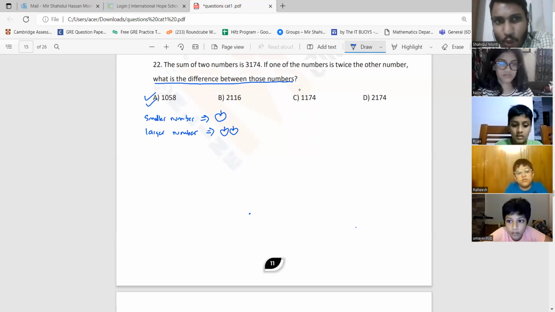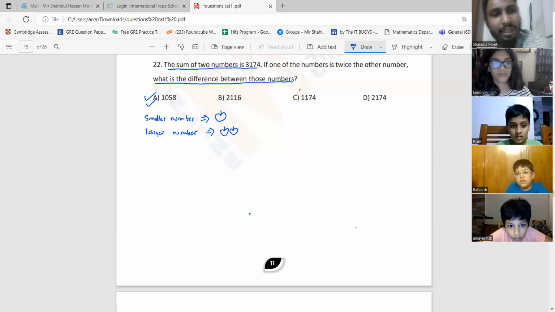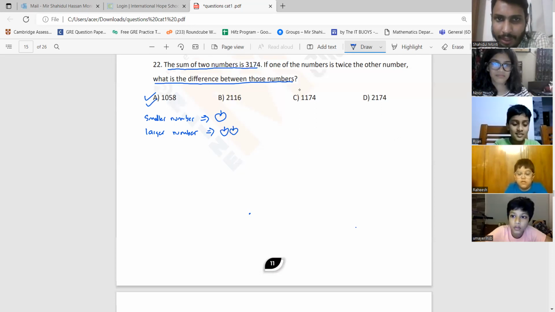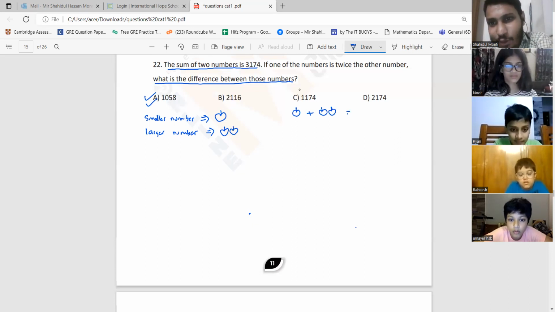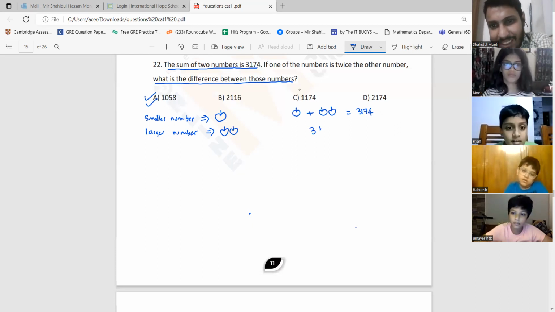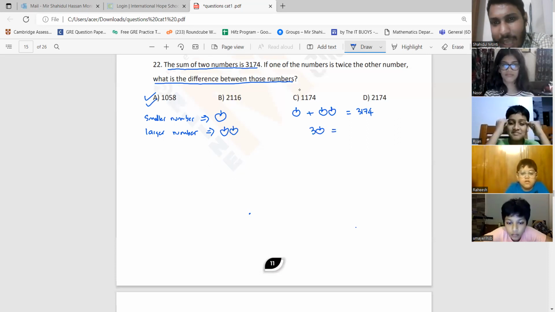So now go to the question again. The sum of the two numbers is 3174. So here we have 1 apple and here we have 2 apples. If I add this, the answer will be equal to 3174. Can you agree with me? Now 1 apple plus 2 apples, that is equal to 3 apples. So we understand that 3 apples is equal to 3174.